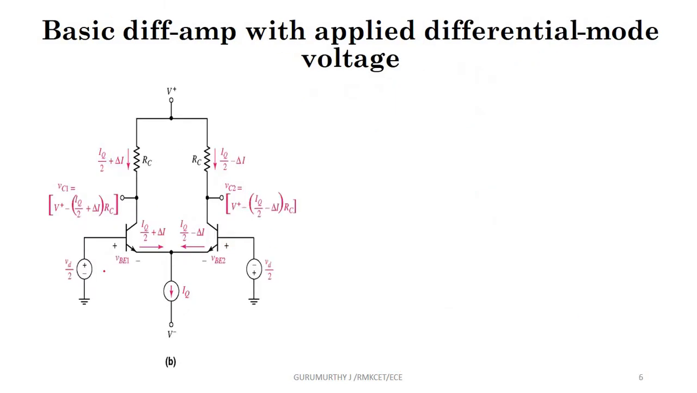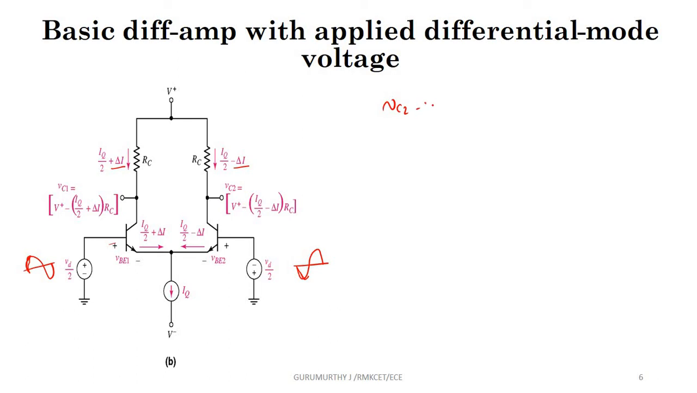In differential mode of operation, suppose this is VD by 2, and this is minus VD by 2, both are going to differ in phase by 180 degrees. It says that if the base current of the first transistor is increasing, then the collector current of the first transistor will be increasing. Similarly, if you see the next transistor, the base current is going to decrease. So the collector current is going to decrease.